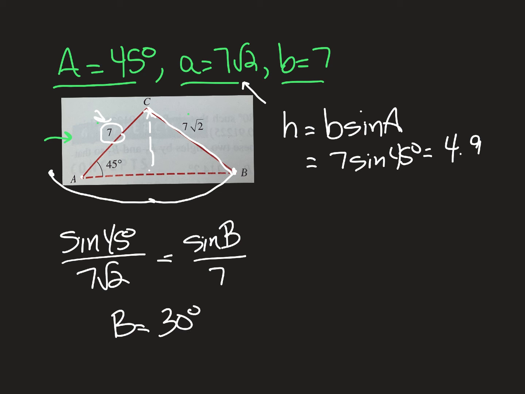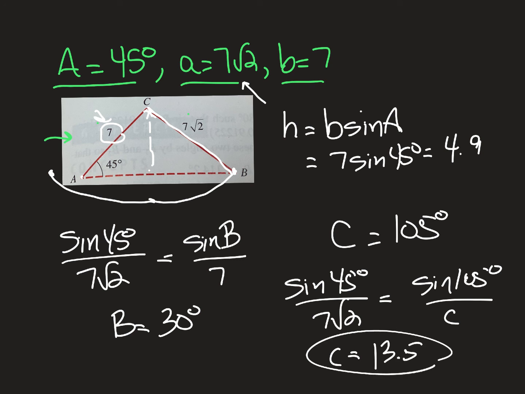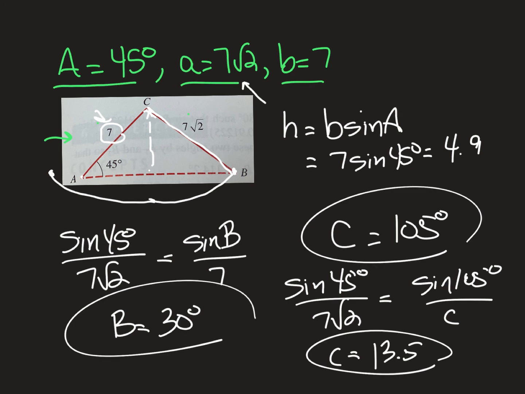Now, because that one's 30, and I already know angle A is 45, automatically I know angle C has got to be 105, because that's what's left over out of 180. And then to find little c, I'm going to use the same thing I started with, sine 45 degrees over 7 square root of 2 equals sine 105 over side C. Again, cross multiply, do your math, you're going to find out C is 13.5. And kind of double check here and make sure that the smallest side is opposite the smallest angle, biggest side opposite the biggest angle, all that kind of stuff.